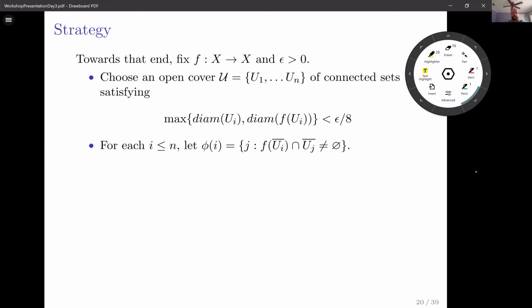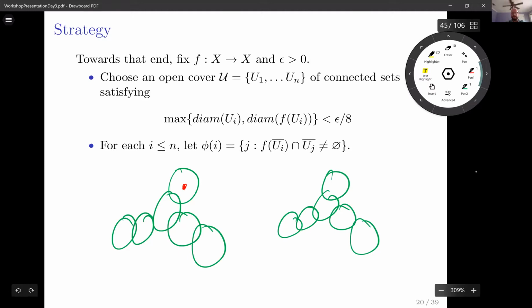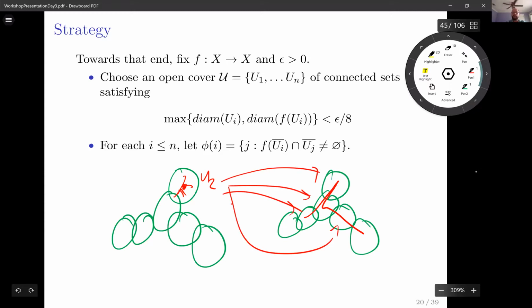So we have some collection of open sets U, something like this. Let's draw another copy of that over here. If I think about the dynamics of the map, we have some dendrite in here, and it maps to some subset of this. So if this was, say, U2, then U2 would map into all of these. And that's what we mean by the pattern.